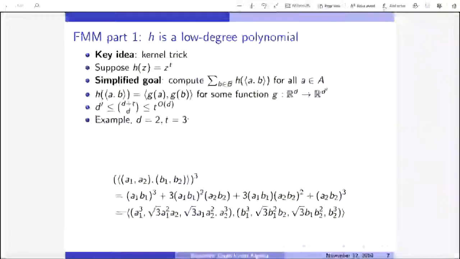Any other questions right now? Is the only thing you used here that the matrix is low rank? Yes. This just works for any low rank matrix, not just this one. But the fact that h of z is equal to z to the t means that the matrix ends up being low rank. Yeah. What's the matrix? Just the matrix of h entries.